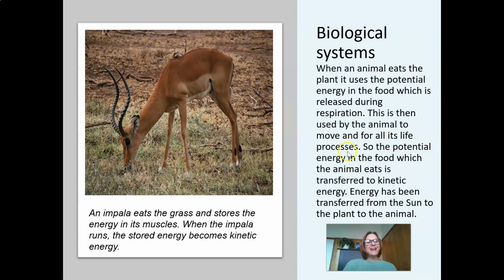So the potential energy in the food which the animal eats, okay, is transferred to kinetic energy. And energy has been transferred from the sun, yes, remember, photosynthesis, otherwise there would be no plants, to the plant, to the animal. And here we have an impala eating the grass. It stores the energy in its muscles, and when the impala runs, the stored energy becomes kinetic energy.